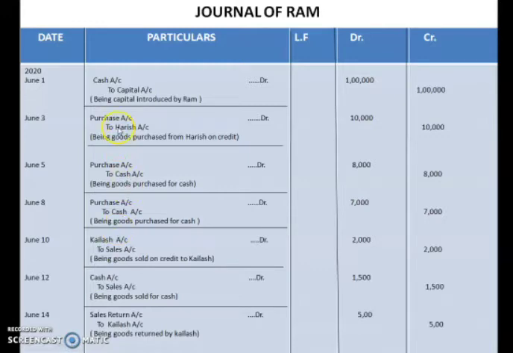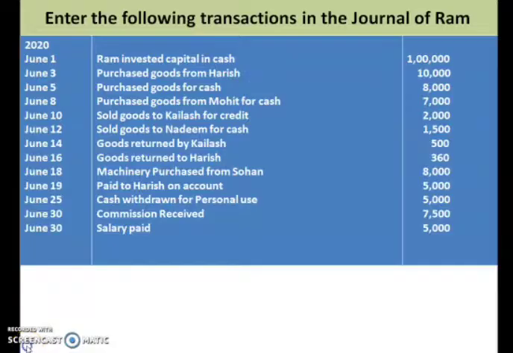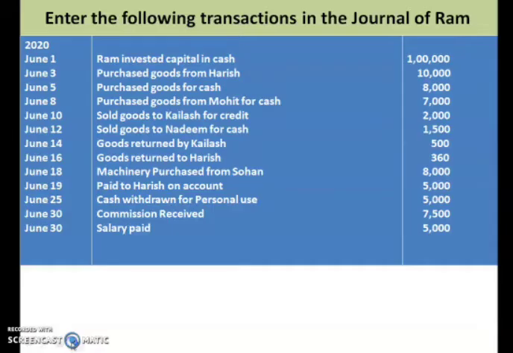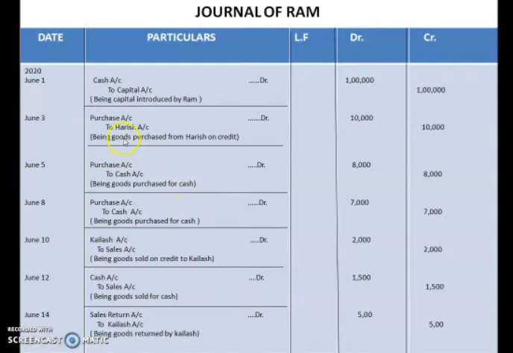You are supposed to credit Harish, because he is your creditor. So if creditor is increasing, if creditor is a liability, you have to credit it. So Harish is your creditor and it is increasing, so you have credited him. Being goods purchased from Harish on credit. Now June 5.